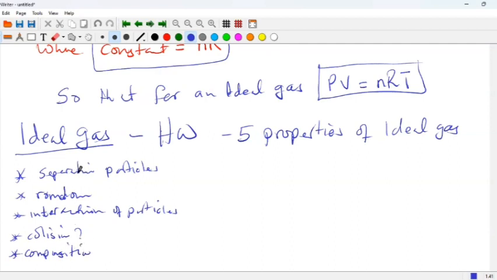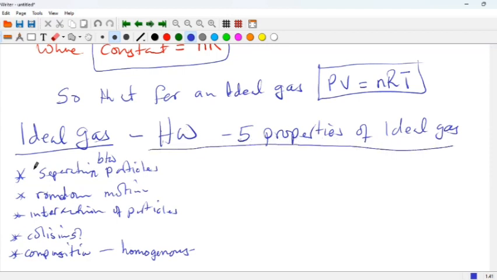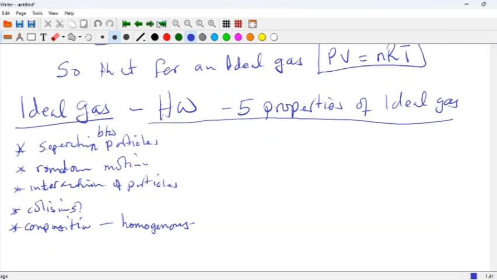The 5 properties of the gas relate to the separation between particles in a gas, the random motion. It has to do with the interaction of particles. It has to do with the collisions of particles with each other and with the walls. It has to do with the composition and the homogeneity of the composition. So for the homework, find out what are the 5 properties of an ideal gas, and they are related to these 5 things that I've just mentioned here.